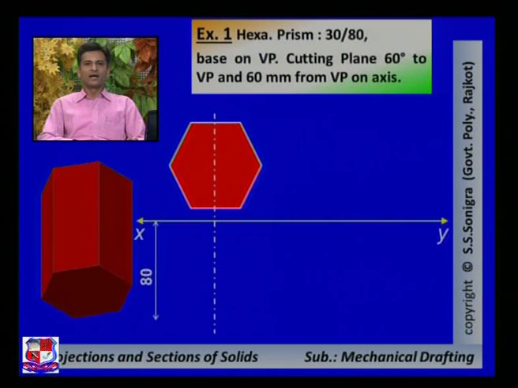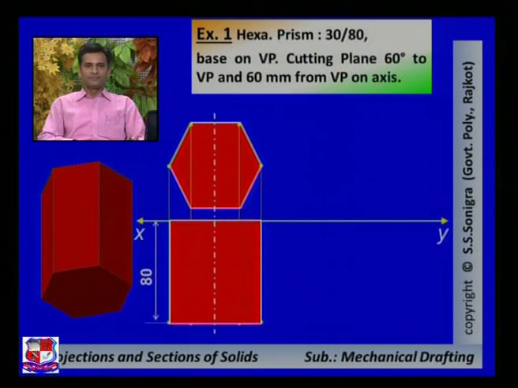So at a height of 80 mm below the XY line, mark a point, and by taking projections from the sides of this hexagon like this, complete a rectangle. So this rectangle represents the top view of this hexagonal prism, and this hexagon shows the front view of this hexagonal prism.